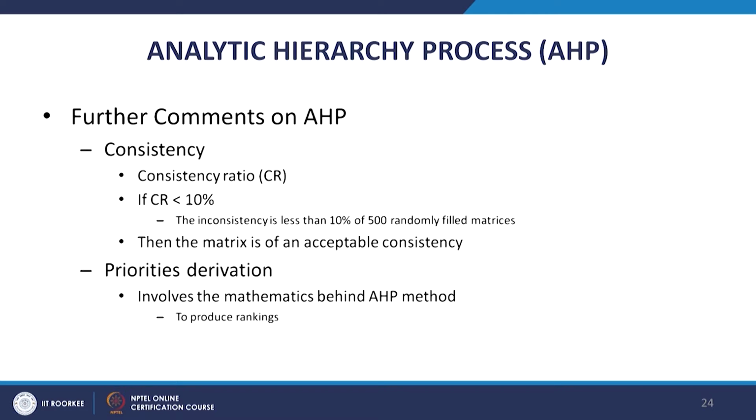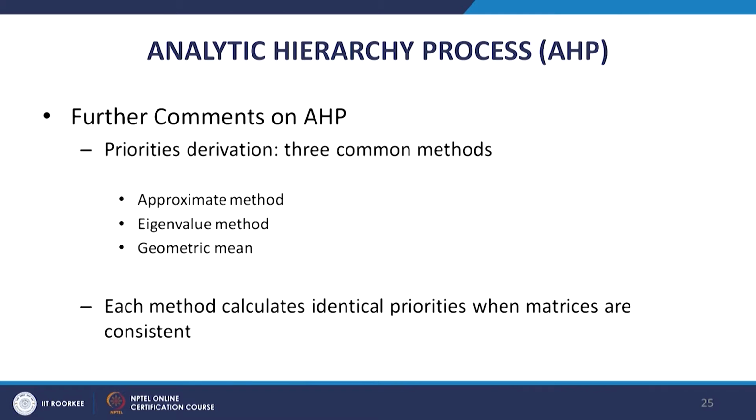As I have talked about, this contains the mathematics behind the AHP method, which is finally used to produce rankings. Under this we will talk about 3 methods: the approximate method, the eigenvalue method, and the geometric mean. Some of the discussion that we did in this lecture will become more clear once we discuss the eigenvalue method. As I talked about, if the matrix is consistent, then all these methods would produce identical priorities. So let us understand these methods one by one.